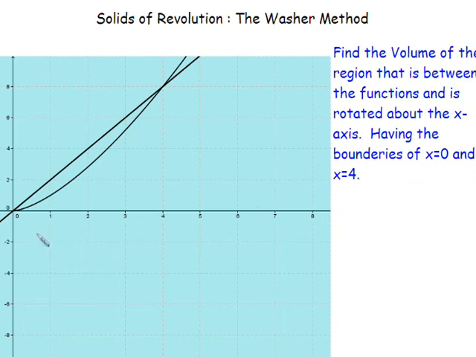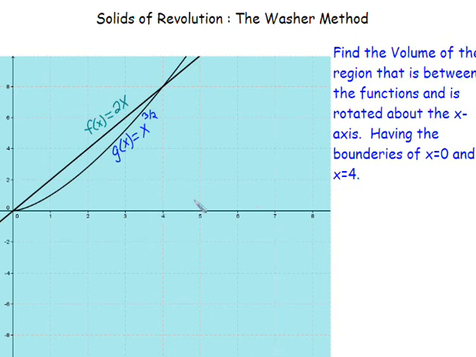First of all, what you need to understand is what the functions are. The function for this one is, we'll call it f of x, and that's equal to 2x. The second function, which is the one on the bottom, which is below, we'll call it g of x, and this one is defined by x to the power of 3 over 2.